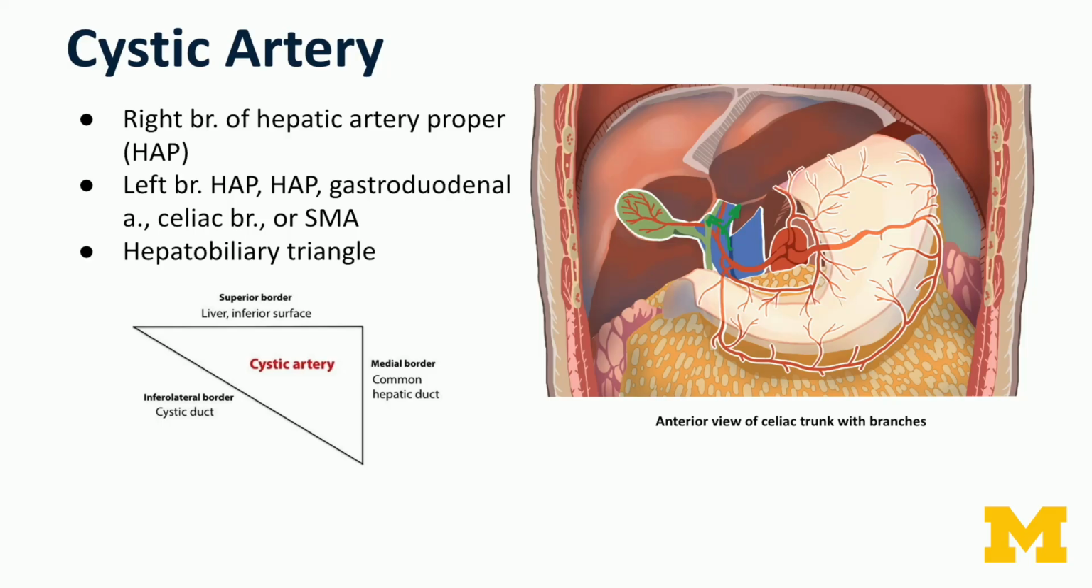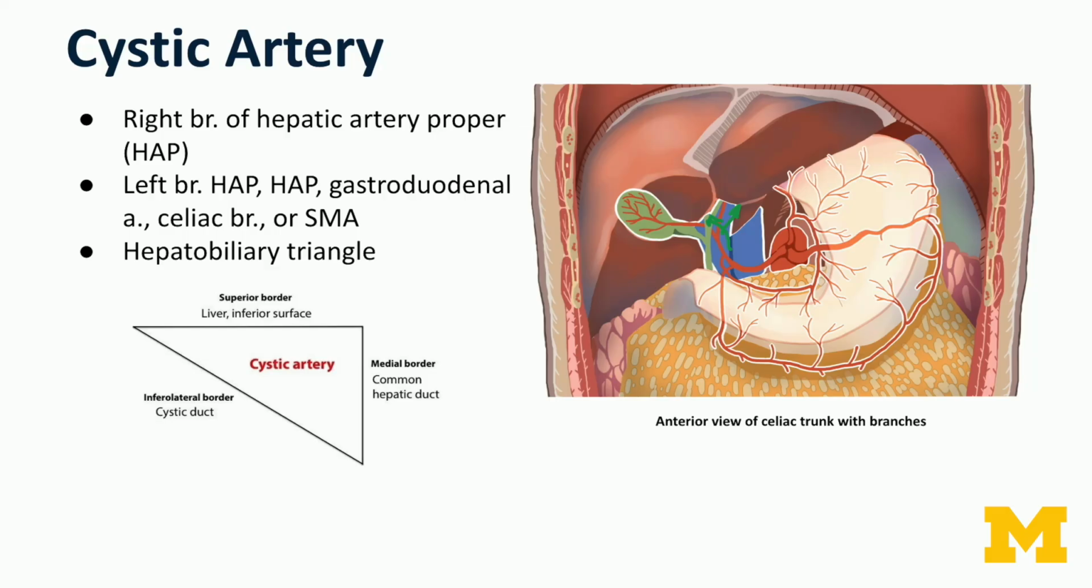But it may also come from the left branch of the hepatic artery proper, the hepatic artery proper itself, the gastroduodenal artery, any of the celiac branches, or the superior mesenteric artery. So there is a variety of places from which the cystic artery may arise. But there is only one reliable location to find the cystic artery, and that is in the hepatobiliary triangle.